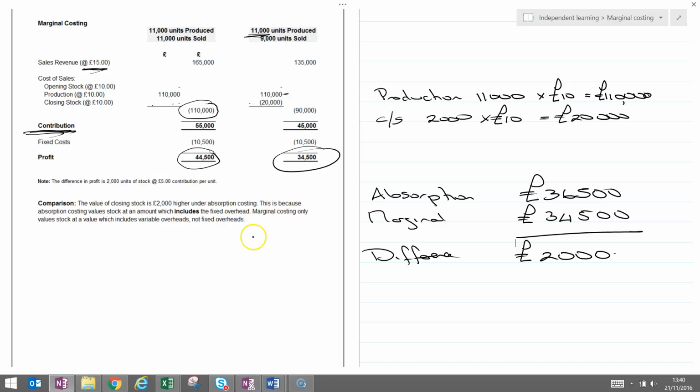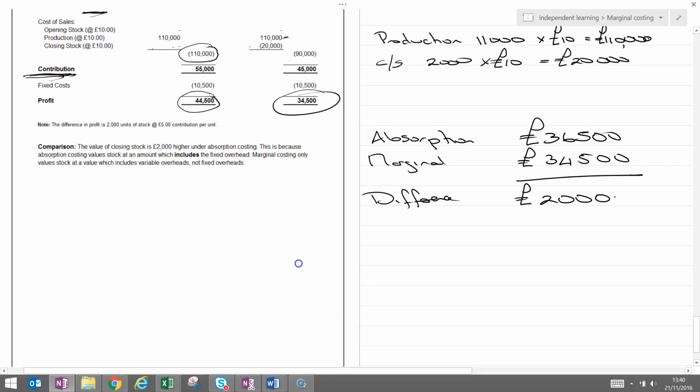In absorption costing, our closing stock is valued at a higher figure because it includes some of the overheads, whereas in marginal costing, our closing stock is valued purely at the marginal or the variable cost. We do not include any overheads. So that's the reason for the difference. So that's the two methods compared.